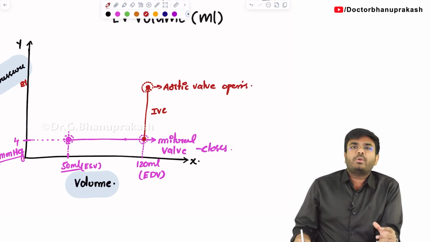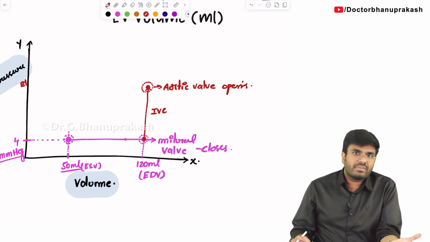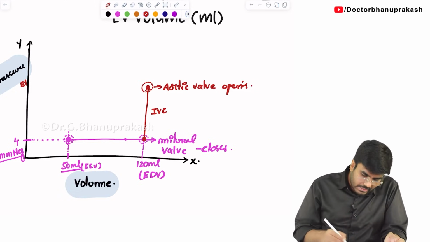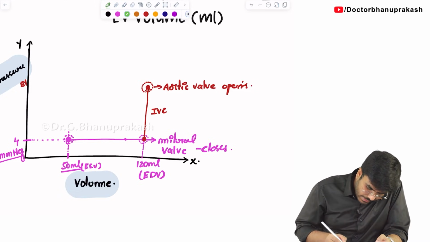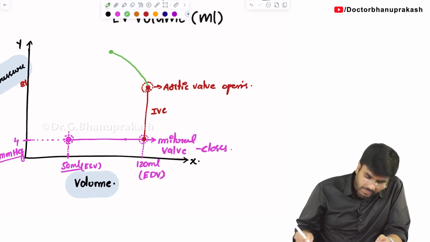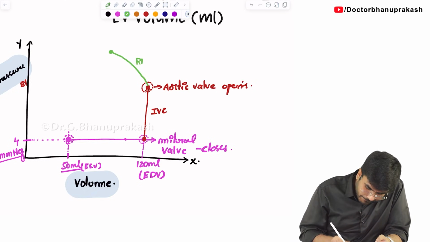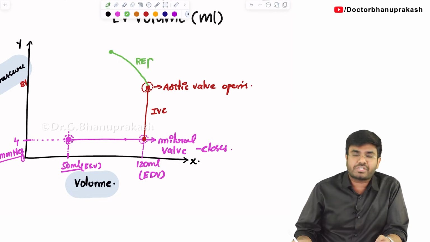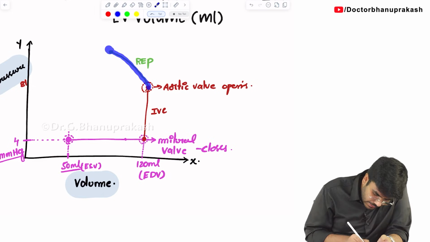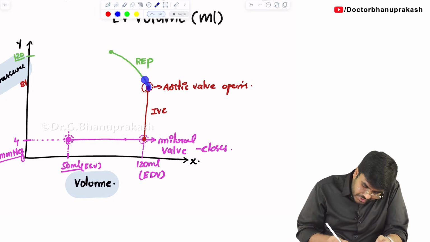Once the aortic valve is opened, your left ventricle is not satisfied with 81. So the pressure is going to still rise, from 81 up to 120 mmHg. This is called the rapid ejection phase. See, the pressure is still rising, up till 120 mmHg. So yes, pressure is increasing.